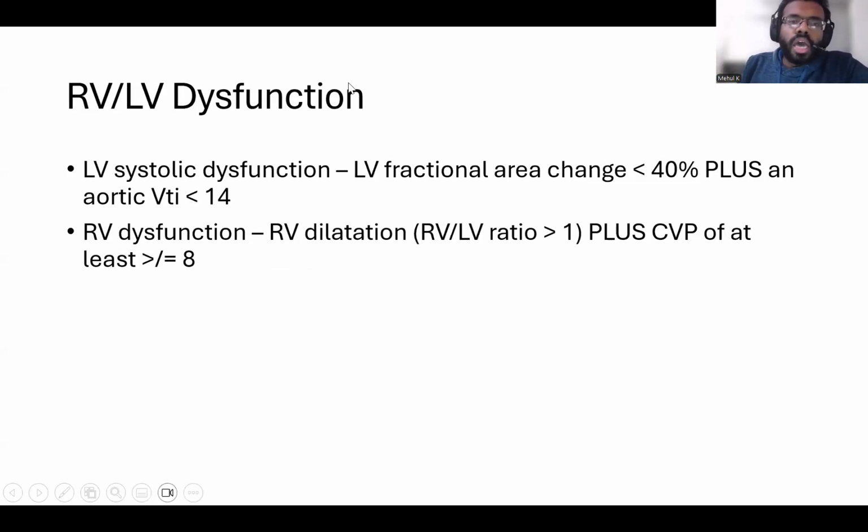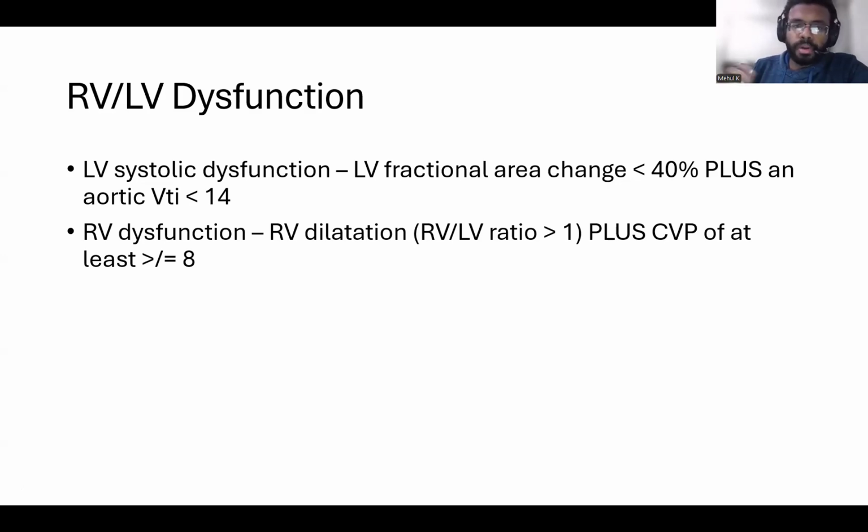So RV-LV dysfunction, how do they define it? In this study, LV dysfunction was defined as a fractional area change less than 40% with an aortic VTI of less than 14. Don't confuse it with LVOT VTI. Aortic VTI is actually something else. RV dysfunction they defined as an RV-LV ratio of more than 1 plus a central venous pressure of more than 8. A combination of both of these two was considered RV dysfunction, and the other two was considered LV dysfunction for the purposes of this study.